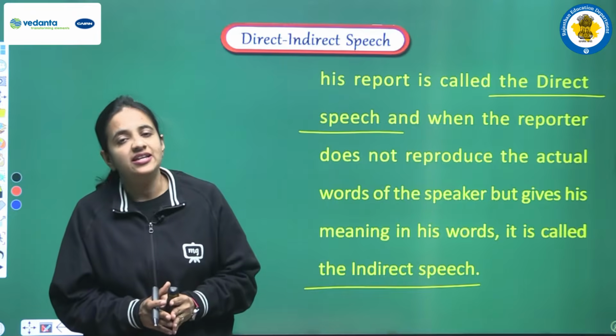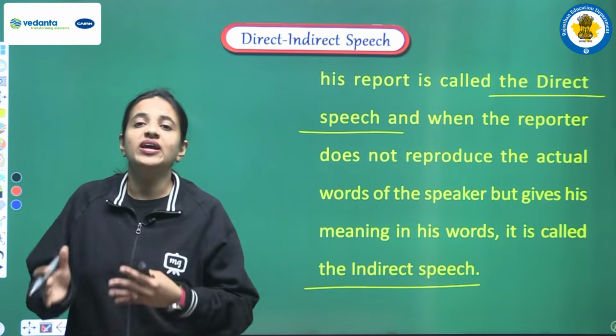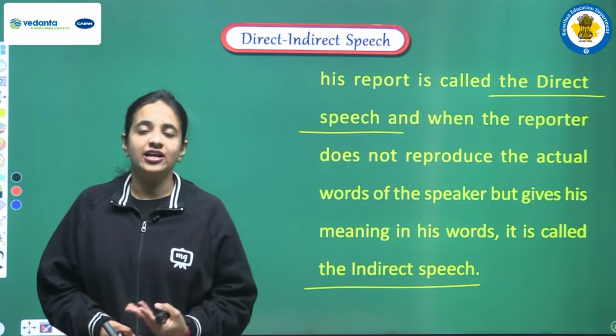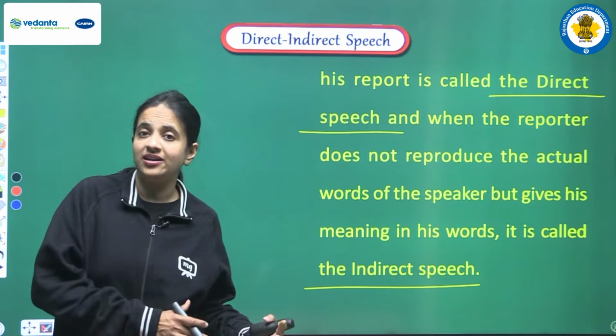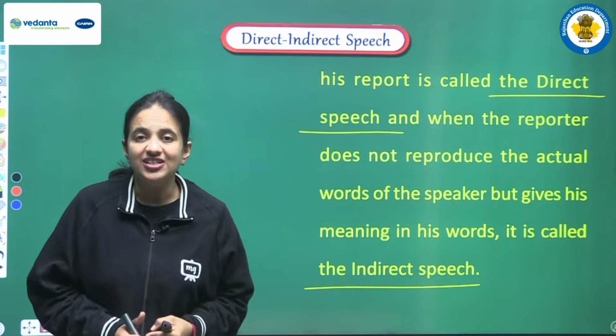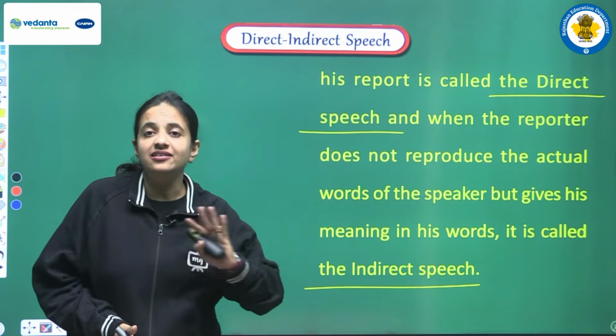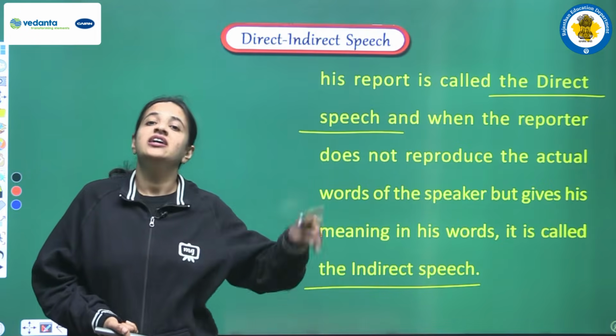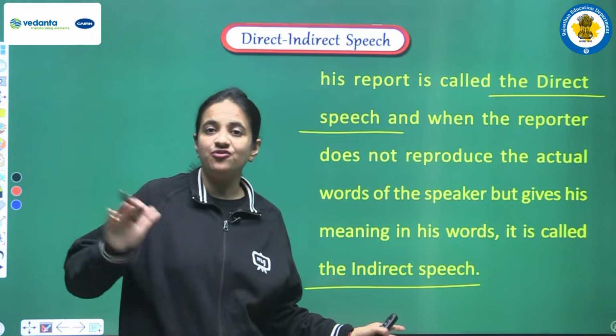So we can summarize this thing: direct speech means when the speaker is quoting the actual words, when he is putting the words as they are, without doing any changes. At that time that report, or we can say that sentence, is known as direct speech. Now next we have the definition of indirect speech.